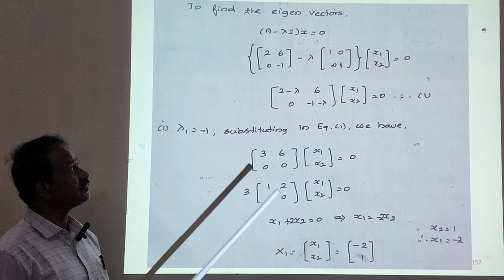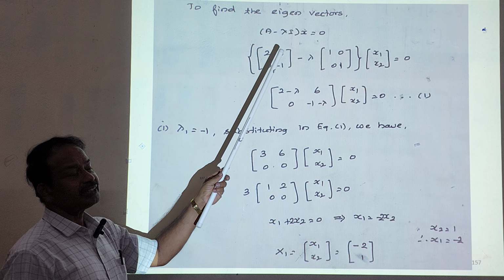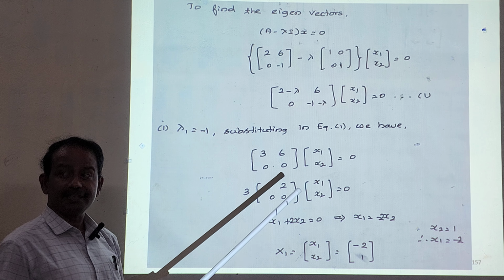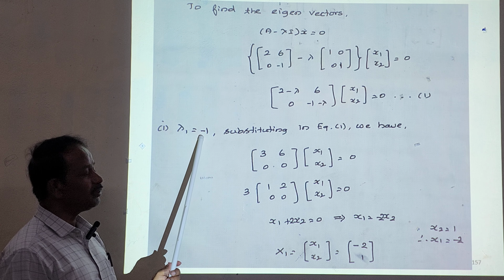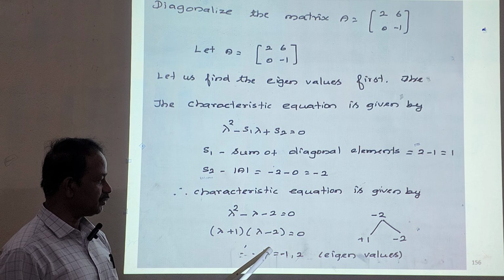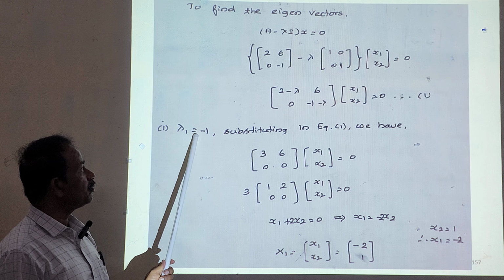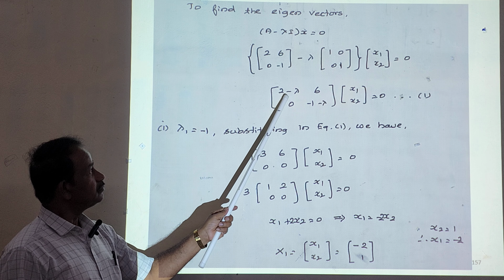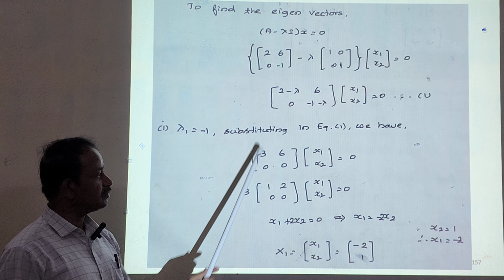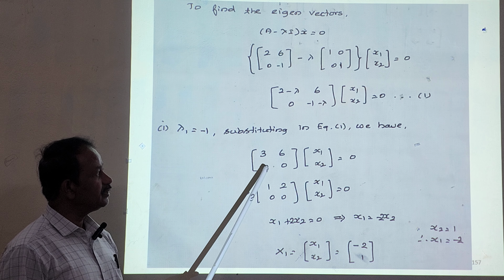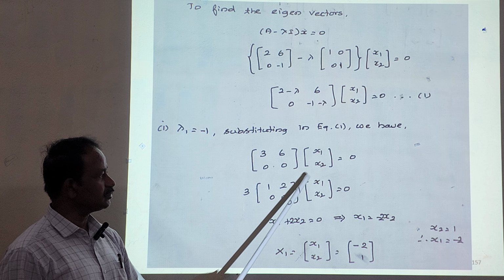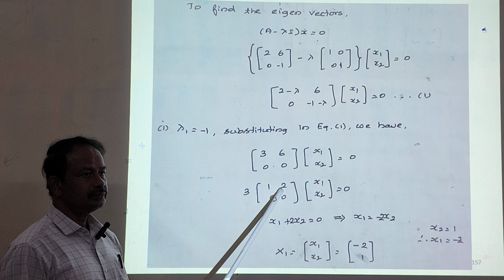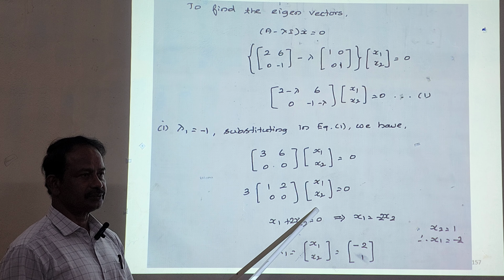So these are all eigenvalues. Next one will be eigenvectors. To find out the eigenvectors, we have to use this formula: (A minus lambda I) x equal to 0. So lambda 1 equal to minus 1. We have to substitute the first eigenvalue in this equation. So we have 3 minus of minus 1, so 3 plus 1, here it is 6, 0, 0, x1 and x2. You pull 3 out here, so that will give you 1, 2, 0, 0, x1 and x2.